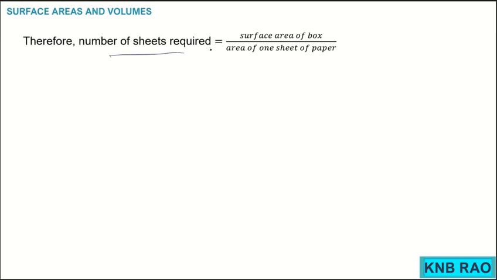The number of sheets required will be the quotient we get when we divide the surface area of the box by the area of one sheet. So 11,200 divided by 1600 will give you the number of sheets as 7. That is what we conclude. Therefore, she would require 7 sheets of that paper to design it.